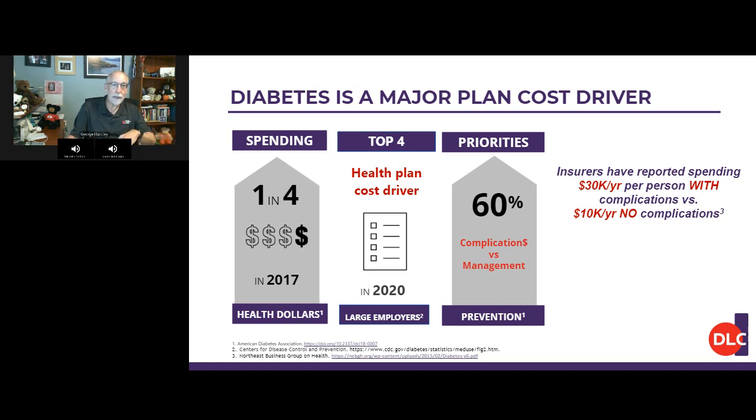The issue is we're spending the money the wrong way, and I'm going to touch on that again in a second. But we're spending the money on complications versus managing the disease. And insurers report they're spending $30,000 per year for somebody with complications. This shouldn't shock you, versus $10,000 or less if somebody doesn't have complications. Diabetes is expensive, but it's a lot more expensive if they also have kidney disease, heart disease, and some of the other things that come along with it.